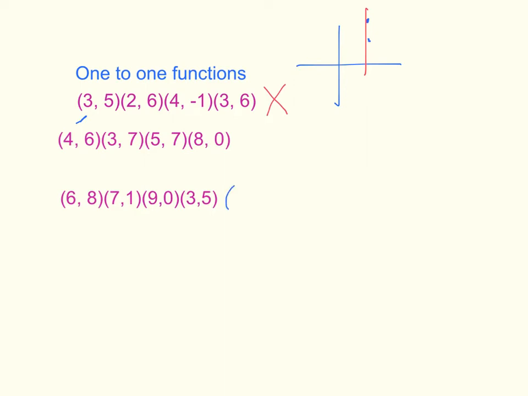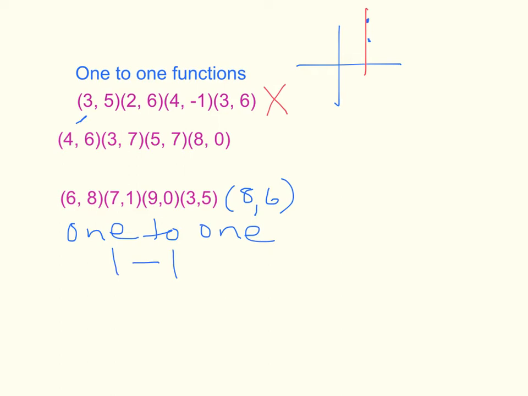Because I could add another point here, (8, 6), okay? And that's fine. Because remember, just read them off as x's and y's separately. So I have here 6, 7, 9, 3, and 8, and none of them repeated. And then for the y's, I have 8, 1, 0, 5, and 6, and none of them repeated. So as long as nothing repeats, then this is going to be a one-to-one function. And I abbreviate it as just one-to-one.